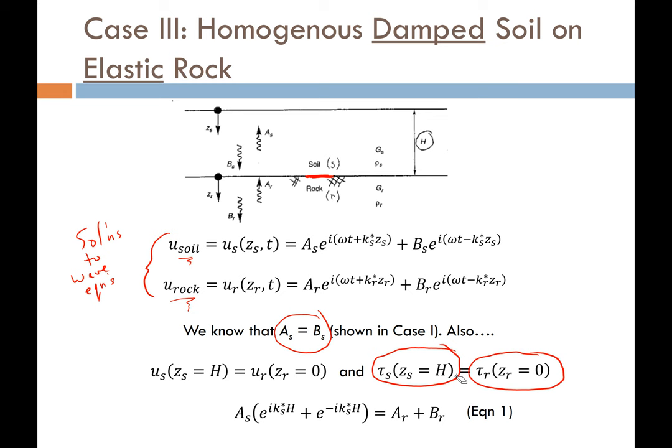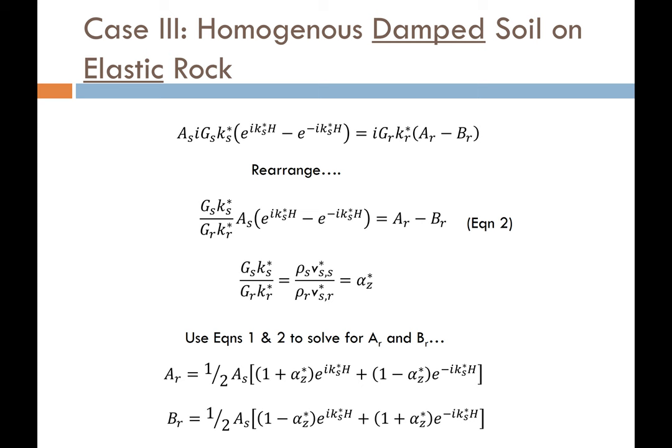So if we take those relationships and begin to simplify these two solutions to the wave equations, we can solve for what the coefficients are in the rock. I'm going to call that equation number one. Then if we plug that relationship back into the wave equation for the rock and the soil, and rearrange it, we can develop this solution right here that I'm going to call equation number two.